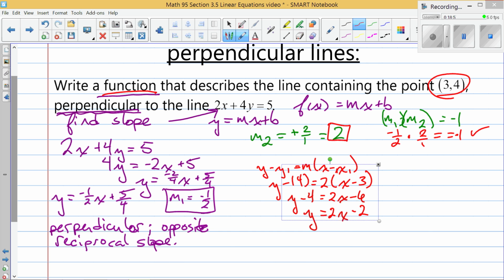We were asked to write this in function notation, so my last step is just replacing that y with an f of x. f of x equals 2x minus 2. Now, there's not really any way to check this. Unfortunately, we were only given one point, so we can't really check this equation at all. Kind of have to hope you're right as you go.